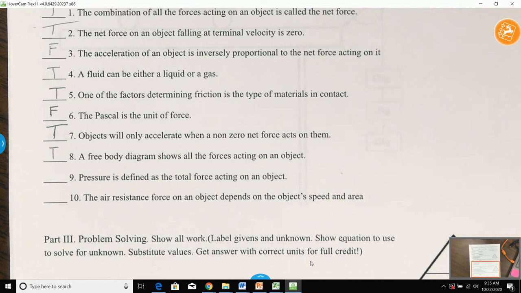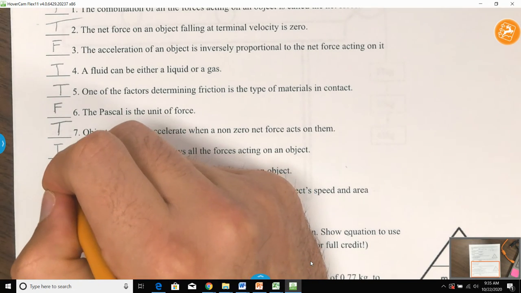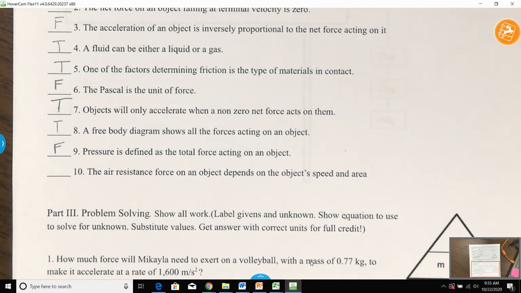Number 9. Pressure is defined as the total force acting on an object. No, what do we call that? The total force on an object. We call that net force. So yeah, you're false. Number 9. Goodbye.